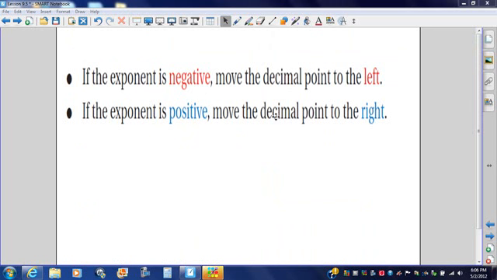Two important rules when working with scientific notation. So if you need to, pause the podcast and copy it in your notes. If the exponent is negative, move the decimal to the left. If the exponent is positive, move the decimal to the right. So please make sure you've added that to your notes.